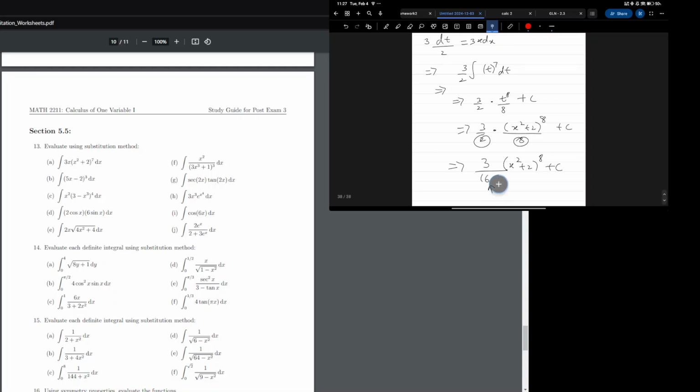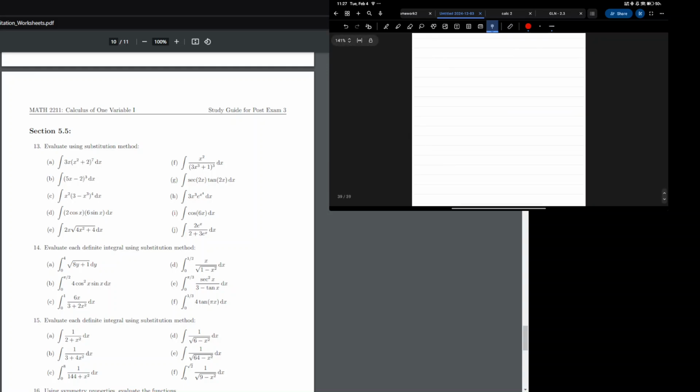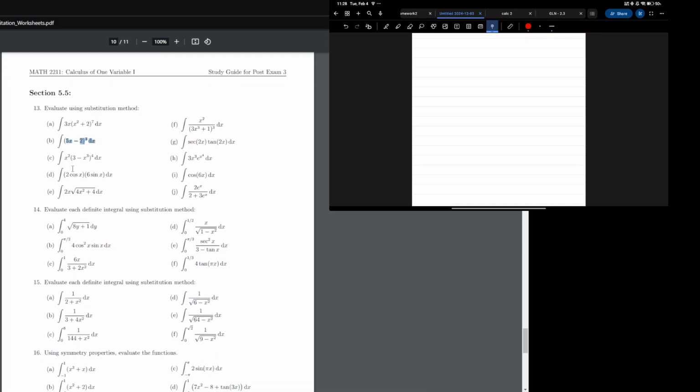All right. Now let's move to the next one. So let's pick. Now B is something that you can do without substitution, but it becomes much easier with substitution. But that's something that's really easy. So let's move on to something more difficult. Let's do f.